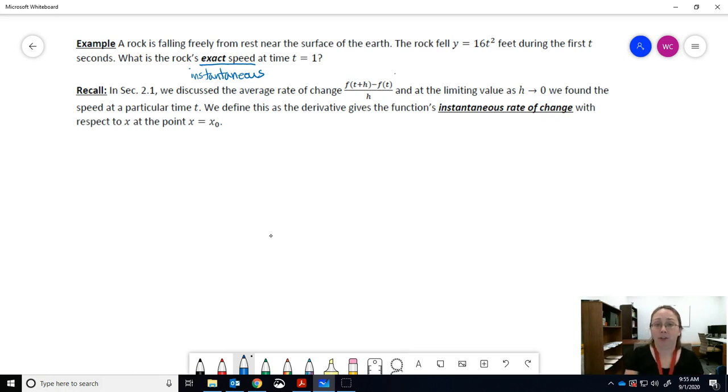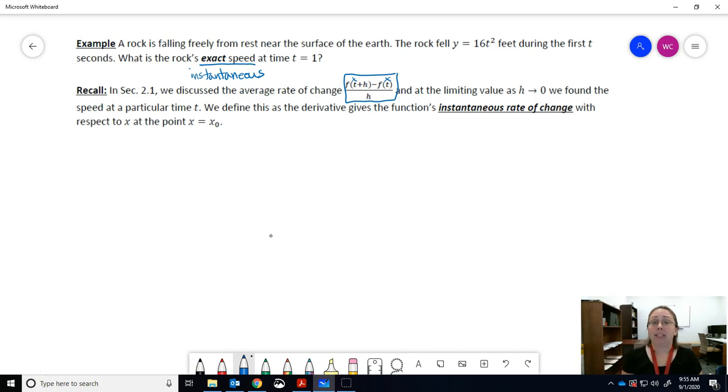This should look very familiar to you, only we've been dealing with x's instead of t's. At the limiting value as h goes to 0, we found the speed at particular time t. So what we did in 2.1 was look at the average speed over a time interval, and we let that time interval get smaller and smaller until we approached a distance between the times of 0. We let h go to 0, so our times got to the point where they were practically the same.